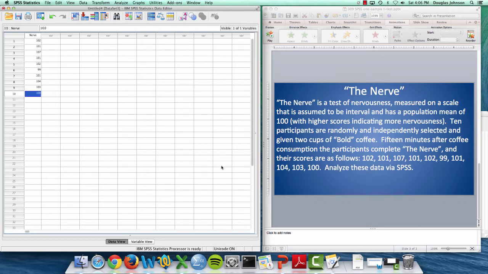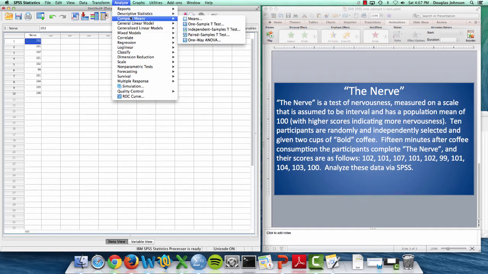And I'm going to go backwards and double check I entered the numbers correctly. Garbage in, garbage out when it comes to data entry. 100, 103, 104, 101, 99, 102, 101, 107, 101, 102. The more important your data, the more you want to be sure they were entered correctly. Anything that's going to be used to actually make decisions that are important to you, it's always worth having another person check your data as well.